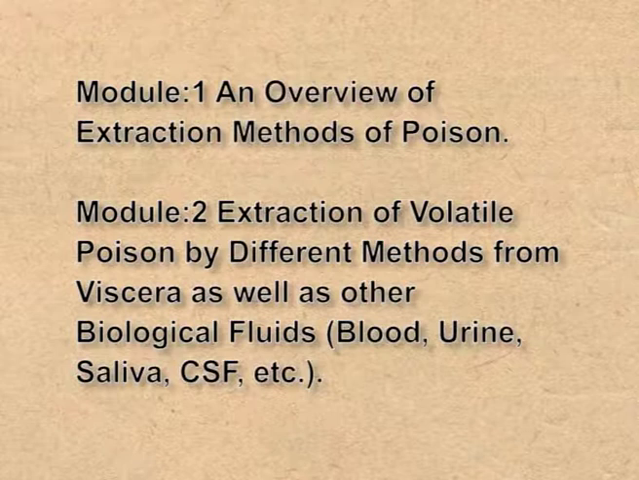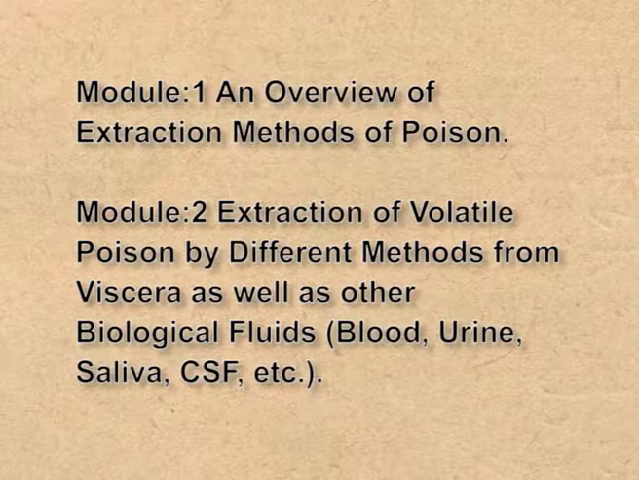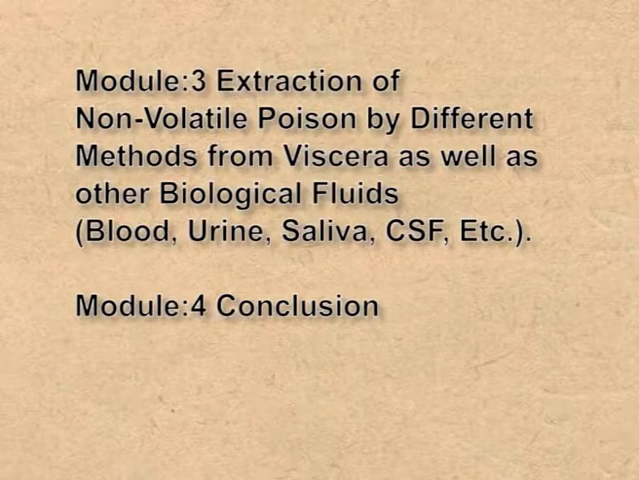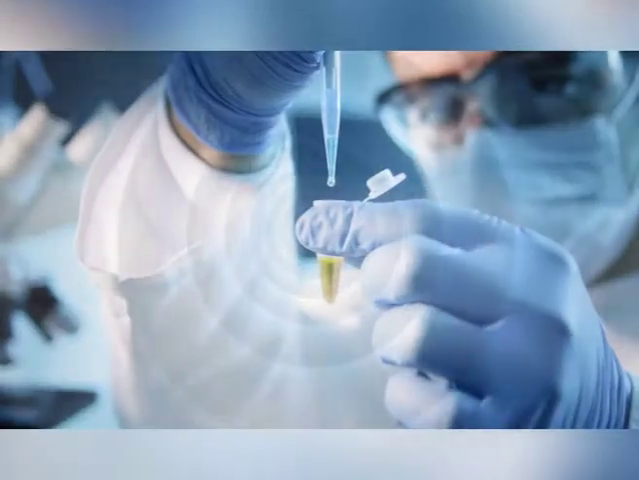Let's start our discussion by taking a look at what we are going to learn today. Module 1, an overview of extraction methods of poison. Module 2, extraction of volatile poison by different methods from viscera as well as other biological fluids, that is blood, urine, saliva, CSF, that is cerebrospinal fluid, etc. Module 3, extraction of non-volatile poison by different methods from viscera as well as other biological fluids, that is blood, urine, saliva, etc. And finally, we will have our conclusion.